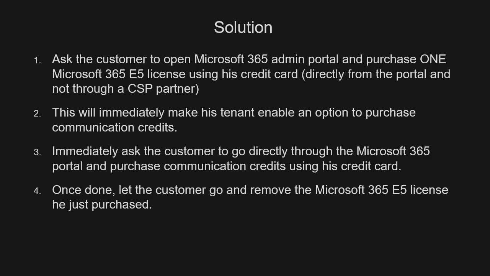The whole trick is that you want to make sure that Microsoft 365 portal allows you to purchase communication credits. And to do that, again, you go to Office 365, you purchase one E5 Microsoft 365 license using your credit card, and then you immediately go and search for communication credits, you add communication credits to your tenant, and then you can remove the E5 license that you purchase. All those can happen in 1 hour.